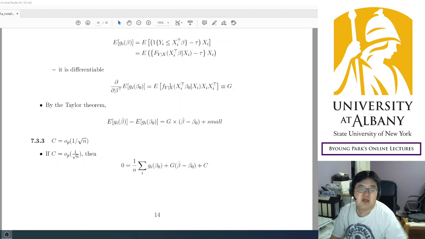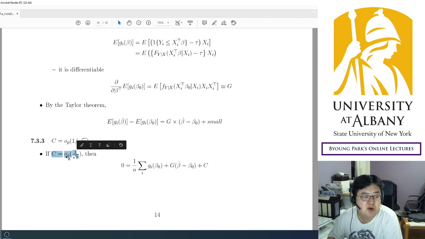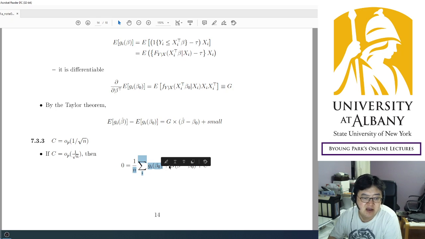Okay, so we already handled the terms A and B, and C is a problem, but for now we will assume that it is small o_p(1/√n). So even if you multiply C by √n, it will converge to 0. Remember how you interpret this: this is term A, this is term B, and this is term C. And remember, we need √n times this.